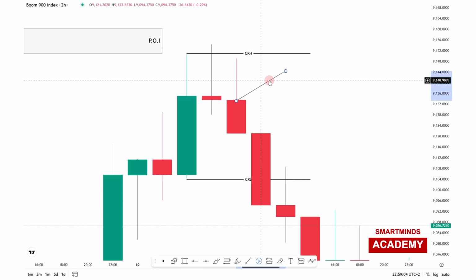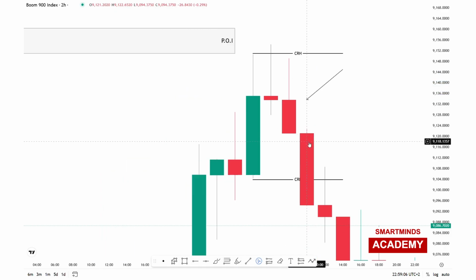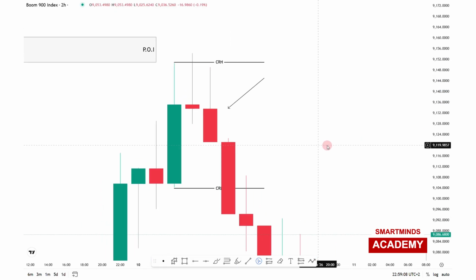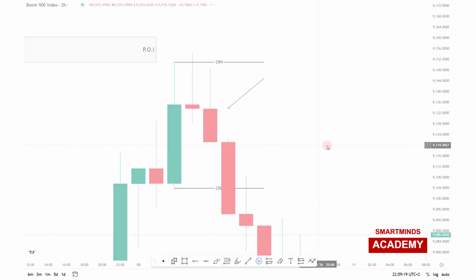For you to look for entries, once you identify this on a higher time frame, we are going to drop to a lower time frame. So I'm going to drop straight to 10 minutes. Let me just do 10 minutes here, because I'm just choosing to use 10 minutes for my own reasons.